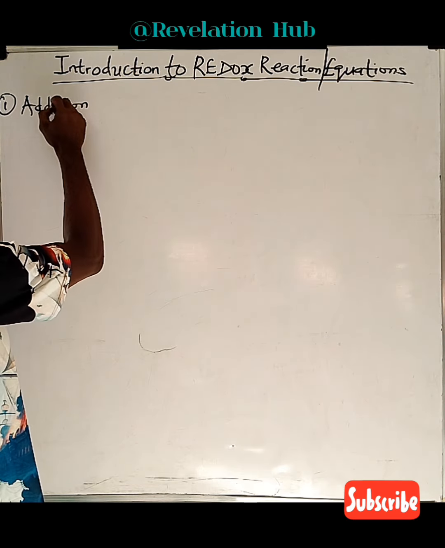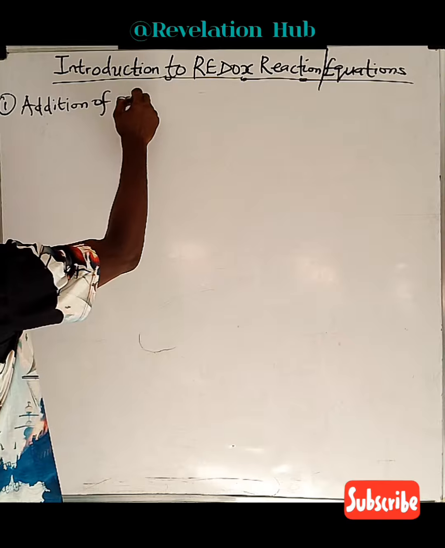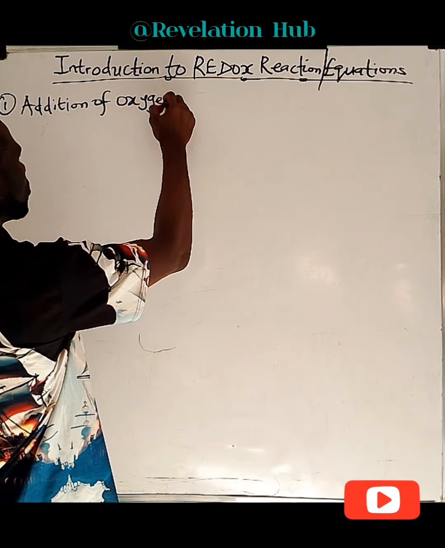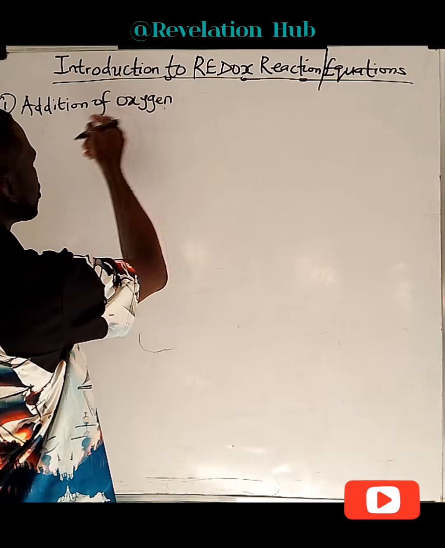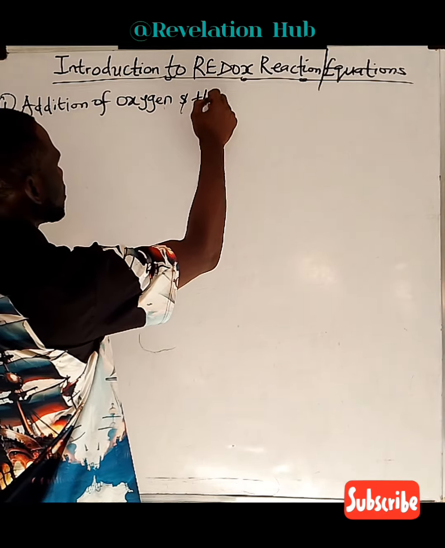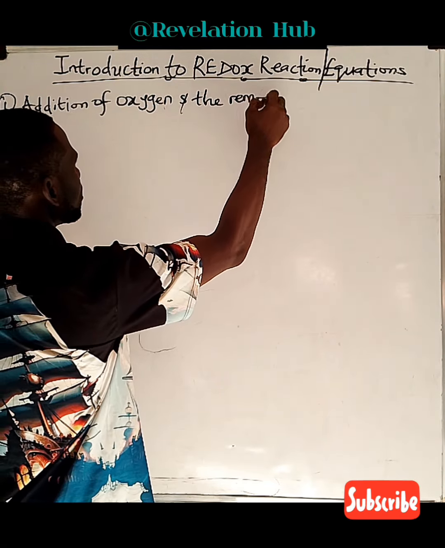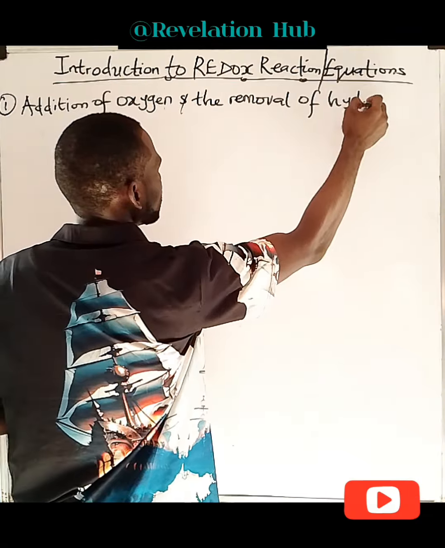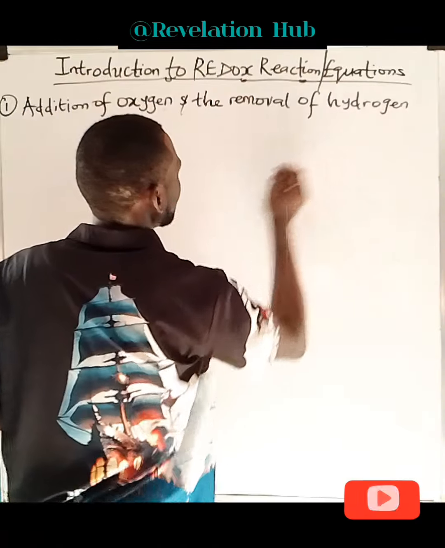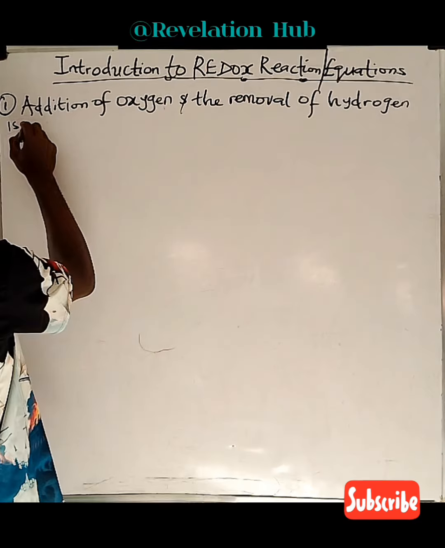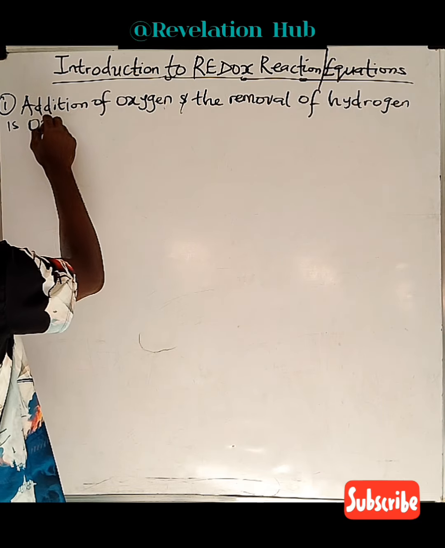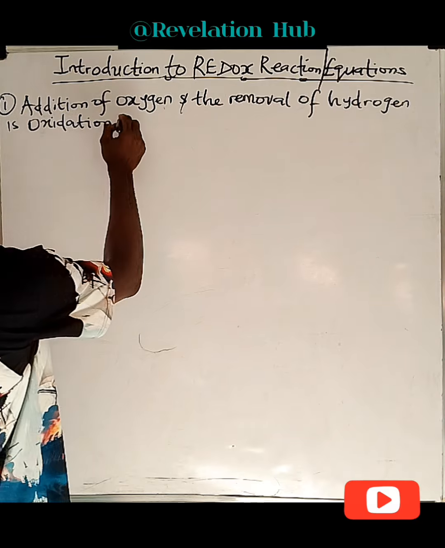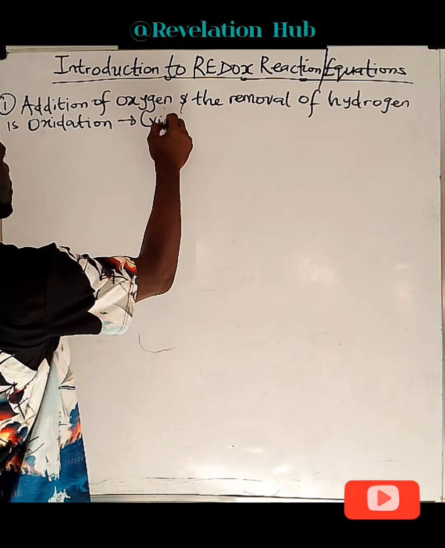The addition of oxygen to a given element, atom of an element, and the removal of hydrogen is oxidation. So now look at this, it is vice versa. Let me put it this way.